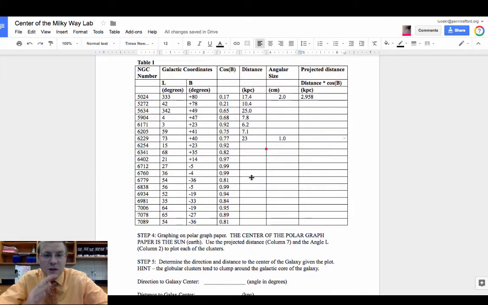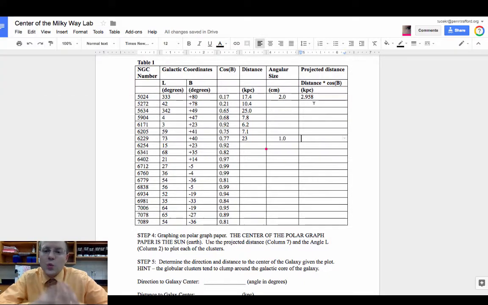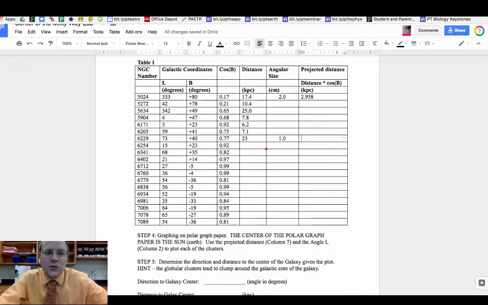Make sure that you get the angular size and distance based on your measurements and the graph. Then you want to find your projected distance. Once you have all the projected distances, we need to figure out where we are in the Milky Way galaxy. And there's one more tool that you're going to need.